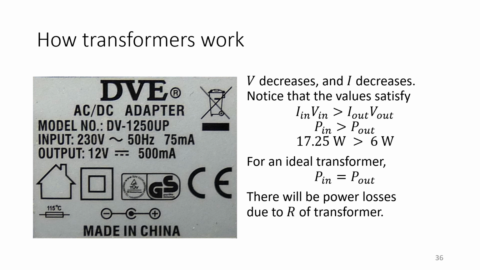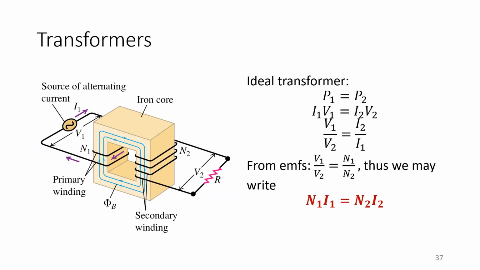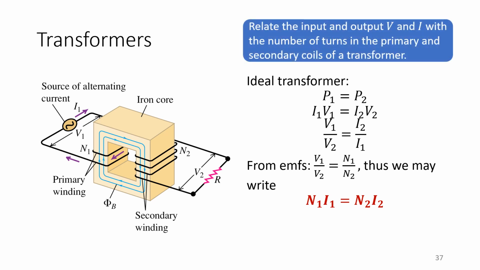The only reason why they're usually not equal is that these inequalities occur because of the power losses due to the resistances of the transformer. With a bit of algebra, you can then produce a similar ratio equation for current strengths and coils. This gives us N1 I1 is equal to N2 I2.